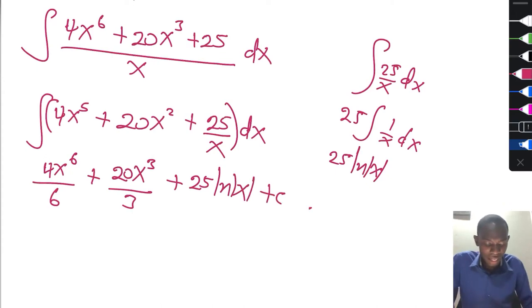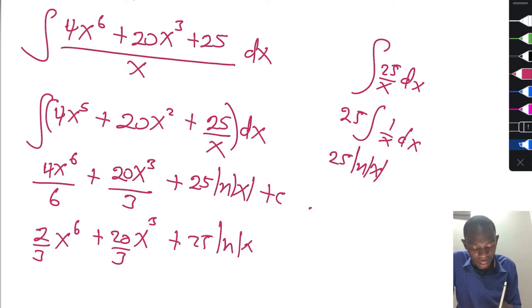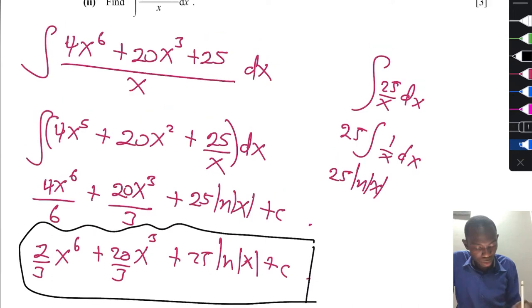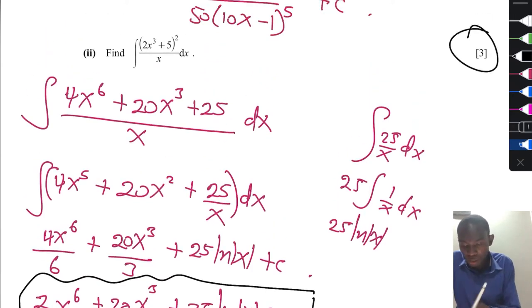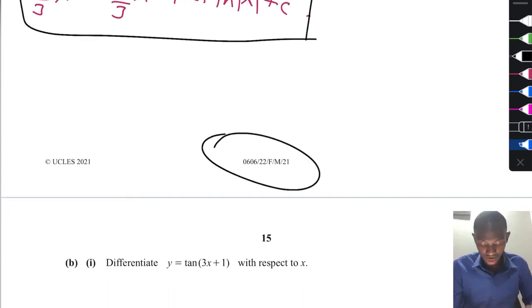You can leave your answer like this, or if you want to simplify it, of course, why not? You can write 2 over 3 x to the sixth power, then 20 over 3 x to the third power, and then 25 ln the absolute value of x, plus c, like that. And this is good. For how many marks? 3. Not bad, you know. So we are done with this question. That's a February 2-1 grade.